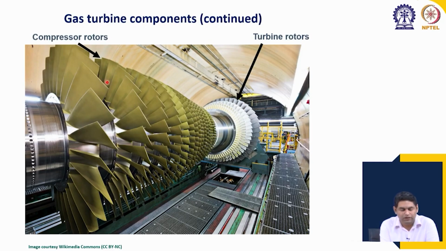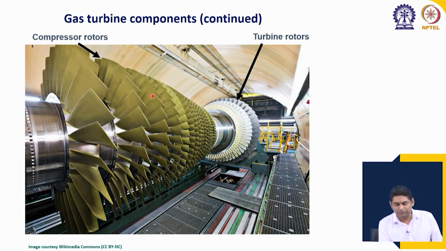Stationary blades also are there, which are mounted on the casing. Here we have removed the casing, so that is not seen. Then this high velocity air can be converted back, meaning this kinetic energy can be converted to enthalpy. So, the work which is transmitted by the compressor gets converted to enthalpy. That is the role of the compressor.